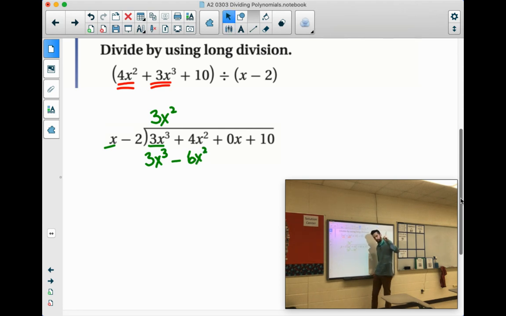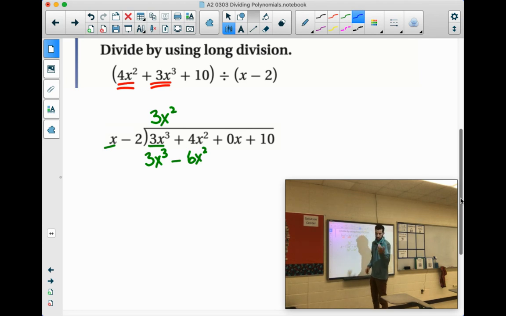But here's the tricky part. We have to make it the opposite because we're going to be subtracting these things, right? When you do long division, you subtract them. So we're going to make this negative 3x to the third and positive 6x squared. Now we'll go straight down with it. 3x to the third minus 3x to the third is nothing, which is what we wanted. We have 4x squared. It was minus negative 6x squared, but now it's plus, right? We changed it. So 4x squared plus 6x squared is 10x squared.